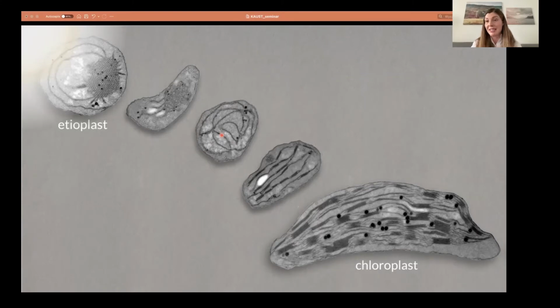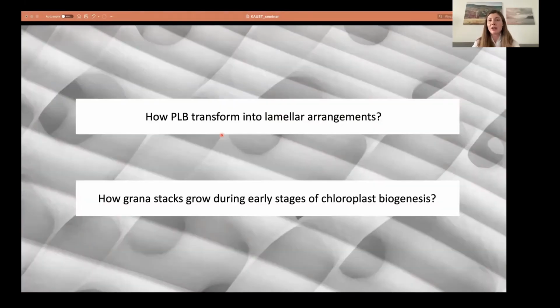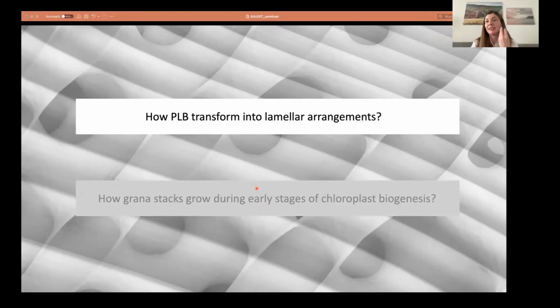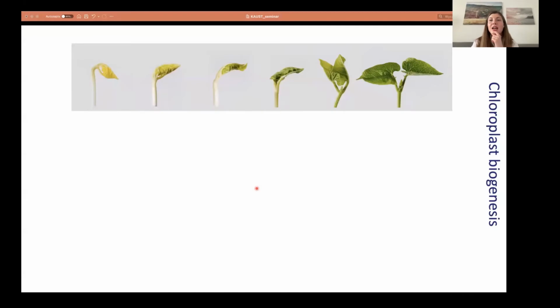So we tested this hypothesis, to answer how the PLB transformed into lamellar arrangements, and wanted to extend this analysis to the level of the first grana formation. So how grana stacks grow during these early stages of chloroplast biogenesis. And let me start with the first one. We tested this on the model plant for this experiment, which was the runner bean.